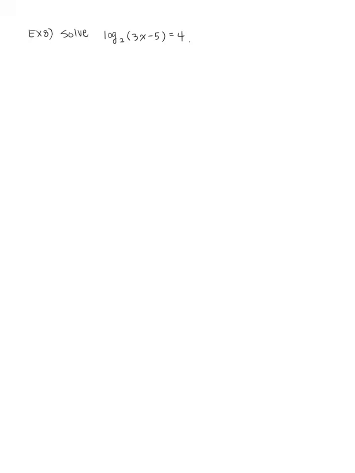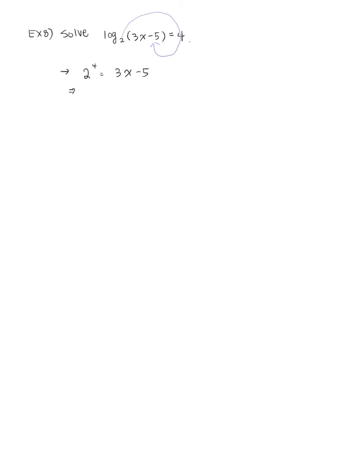Okay, let's increase the level of difficulty just a little notch. Now let's try to solve log base 2 of 3x minus 5 equals 4. Do not panic. All you have to do is try to write this as an equivalent statement in exponential form. So here, isn't this the same thing as 2 to the 4th equals 3x minus 5? That's all you got to do. So this is equivalent to 2 to the 4th equals 3x minus 5. And then our job is to solve for x.